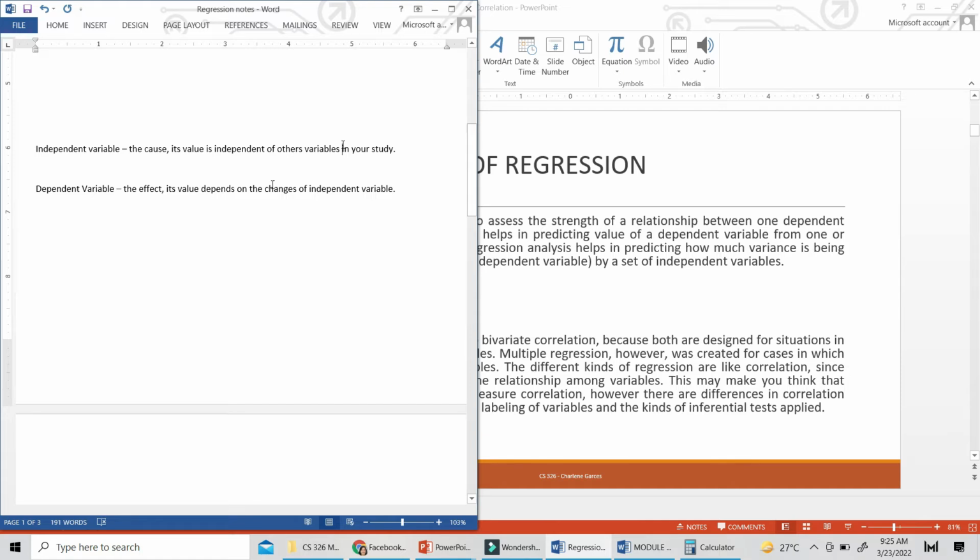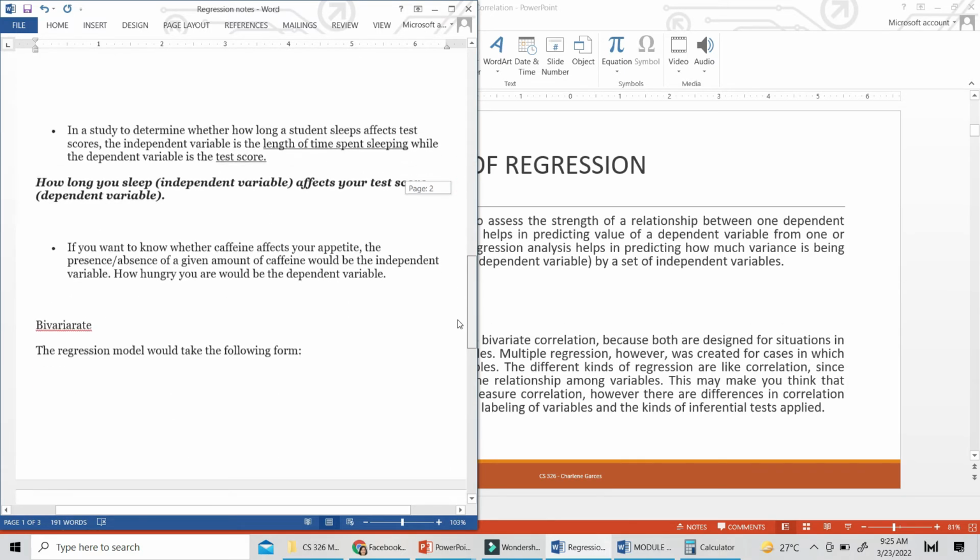However, the dependent variable is the effect. So whatever the cause, ang effect niya, ang outcome niya will be the dependent variable. So whatever changes or whatever varies in your independent variable, the output will be affected in the dependent variable. So that's why it's the effect. Its value depends on the changes of independent variable. So what do you mean by this? So we have this example.